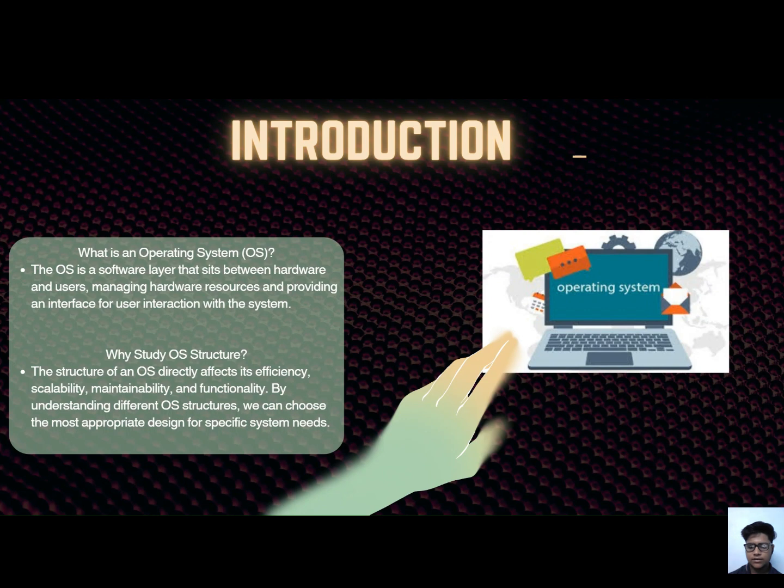Now let's understand why structure matters. The architecture of an operating system determines how efficiently it can perform tasks, how flexible it is in handling new applications, and how scalable it can be as more user processes are added.